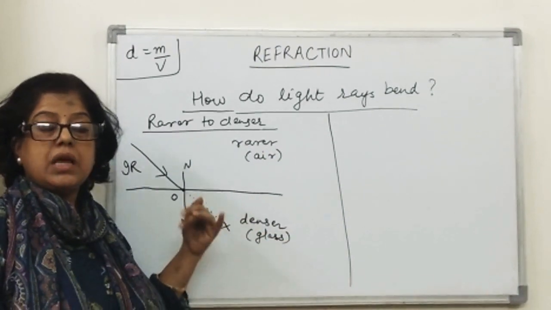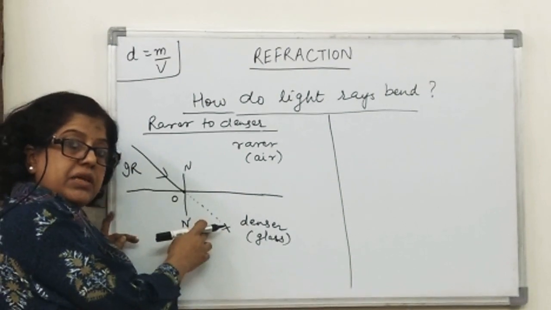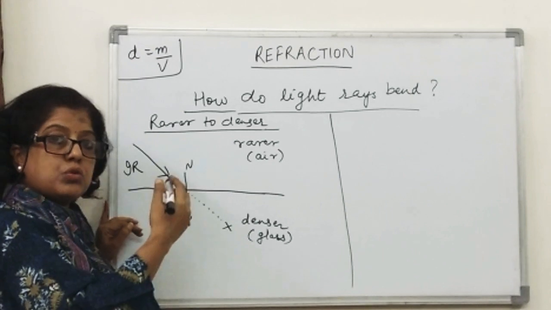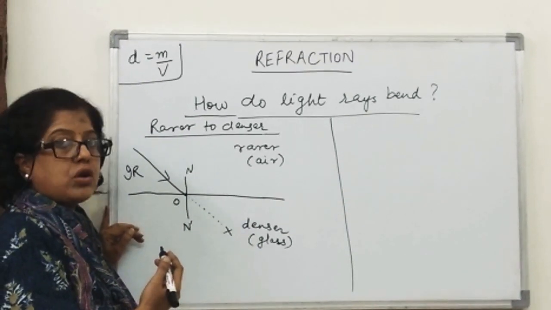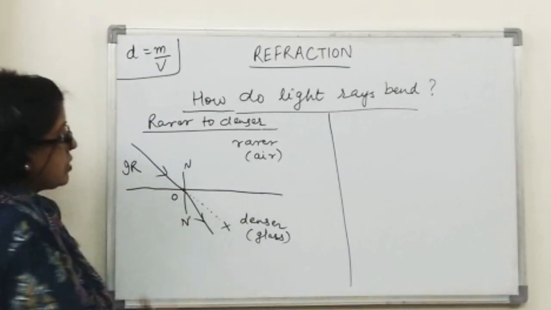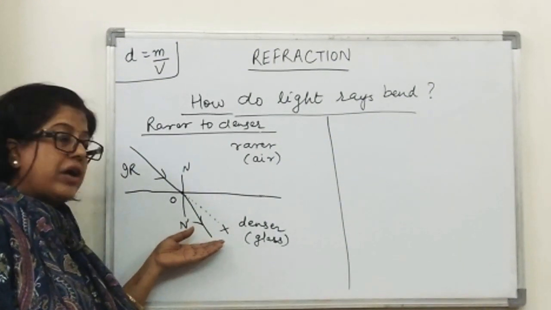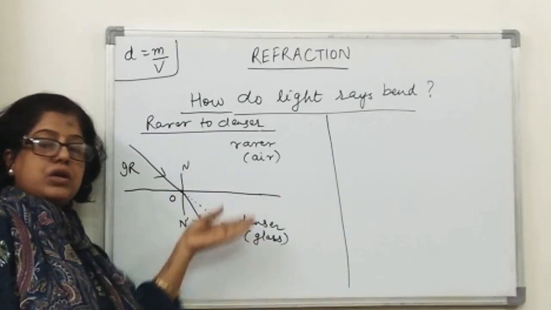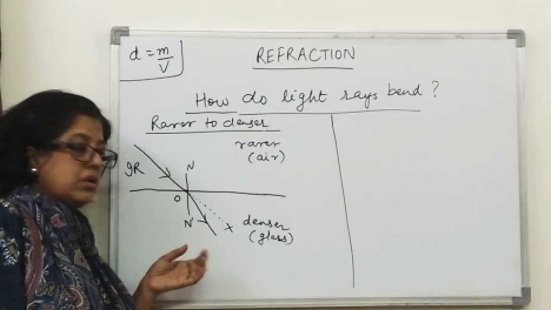So what happens is, because light has to travel this distance in the denser medium in equal time as it took here in the rarer medium, it bends towards the normal, taking a shorter path. So it will not go straight, it bends like this towards the normal. I hope you've understood why it bends towards the normal: it is traveling with a lesser speed in glass as compared to air. So with that less speed, it tries to take a short path and it bends towards the normal.